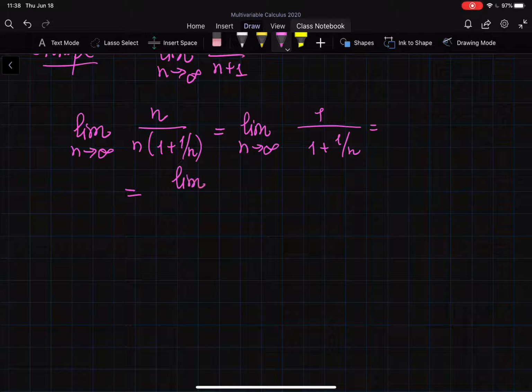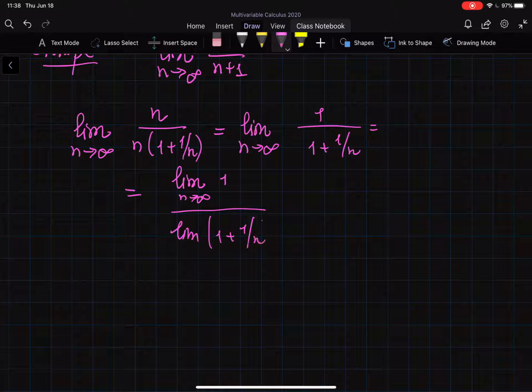So it's going to be the limit of 1 when n goes to infinity divided by the limit of this term, 1 plus 1 over n, when n goes to infinity. So the numerator goes to 1, the denominator also goes to 1, since the limit of 1 over n is going to be equal to 0 when n goes to infinity.